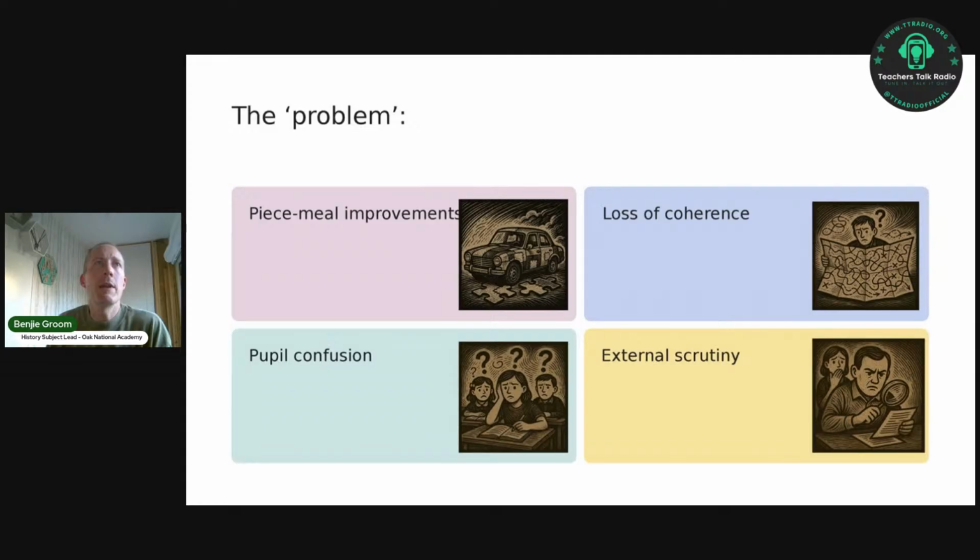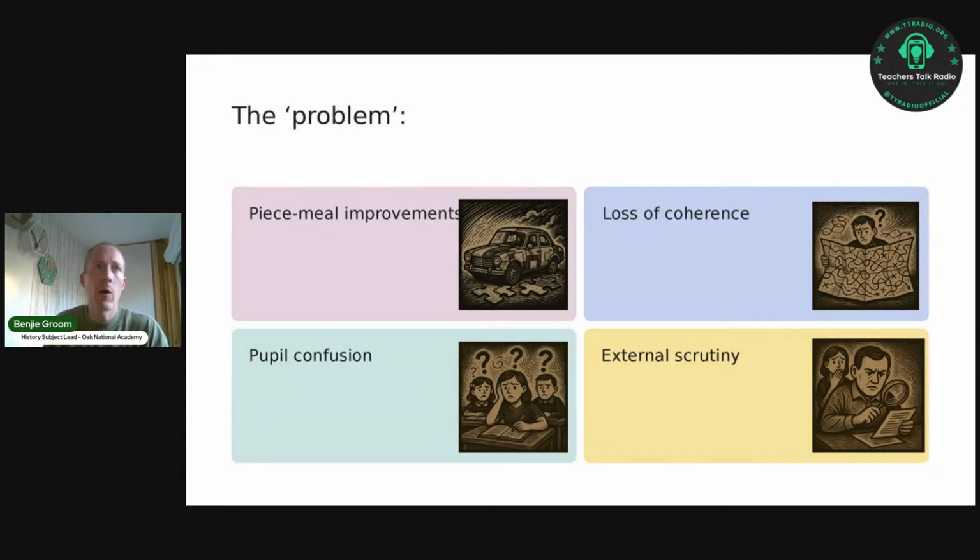Sometimes we have so many incremental, piecemeal improvements in our curriculum that it becomes a bit of a Ship of Theseus or Trigger's broom situation, where we know all the different bits have been replaced at different times, but do they knit together? Maybe we get a loss of coherence as a result, because we improve things with a real focus on one area, but maybe it's a bit short-sighted. And sometimes that can create pupil confusion.